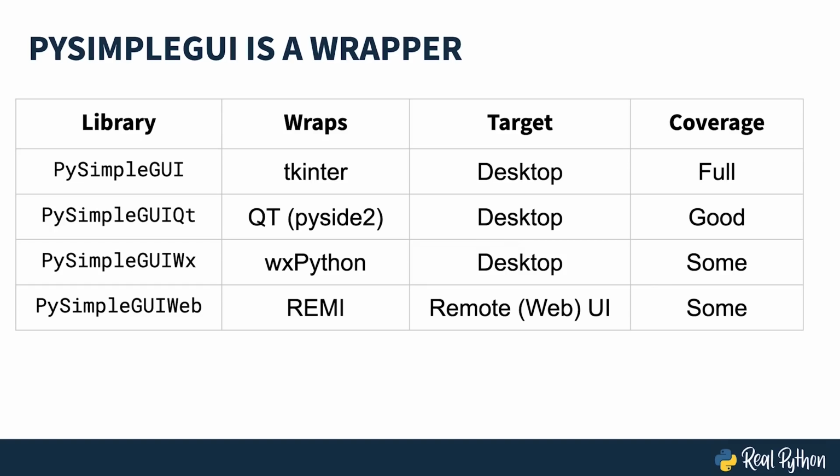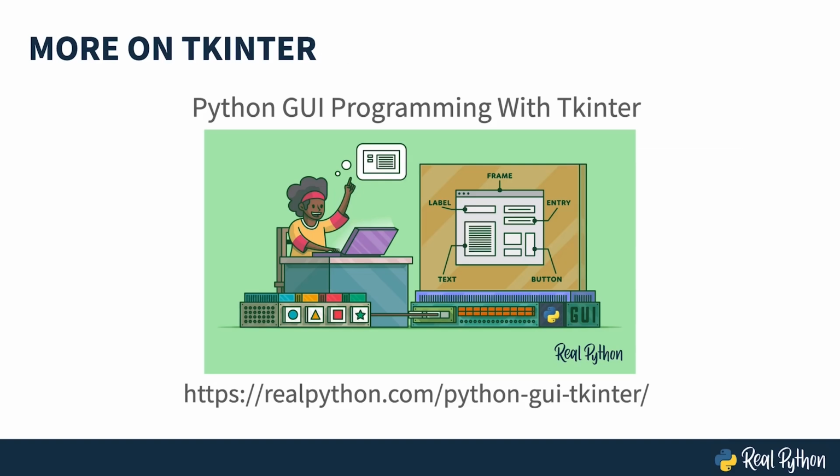PySimpleGUI wraps the entirety of tkinter, which comes with Python. It's wrapped most of PySide 2, but only a small portion of WXPython. When you install PySimpleGUI, you get the tkinter variant by default, and that's what will be covered in this course. For more information about tkinter, check out Python GUI Programming with tkinter.